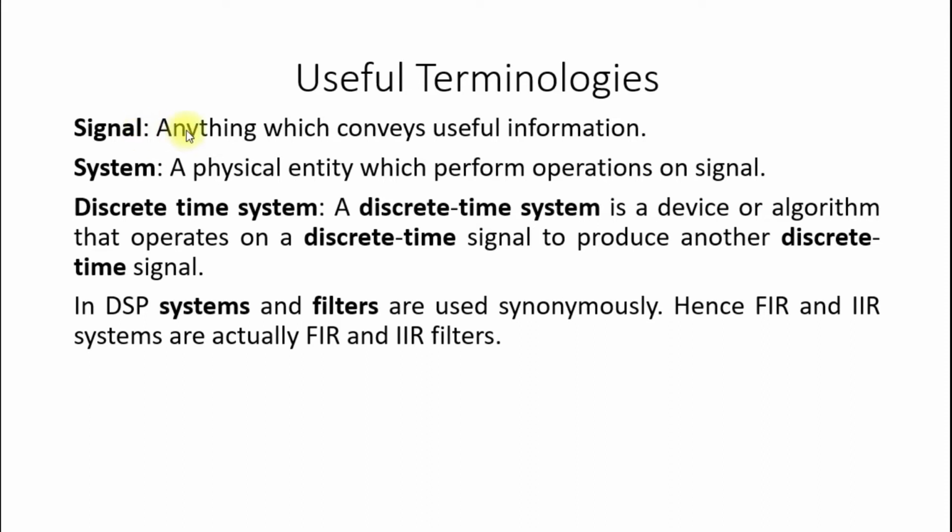A signal is defined as anything which conveys useful information, and a system is a physical entity which performs operations on a signal. A discrete time system is a device or algorithm that operates on a discrete time signal to produce another discrete time signal. That is, in the case of a discrete time system, the input as well as the output is discrete time in nature. So in DSP, systems and filters are used synonymously. Hence, FIR and IIR systems are actually FIR and IIR filters themselves. System is a more general terminology compared to filters.